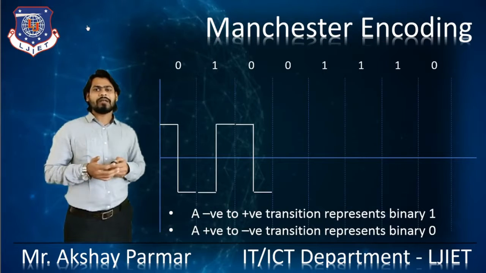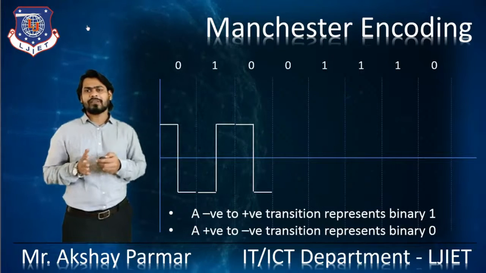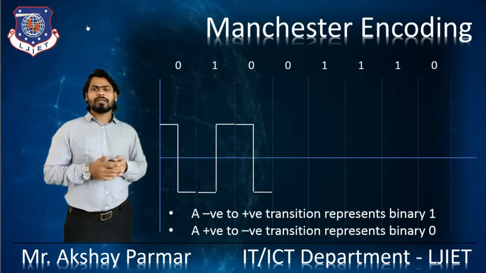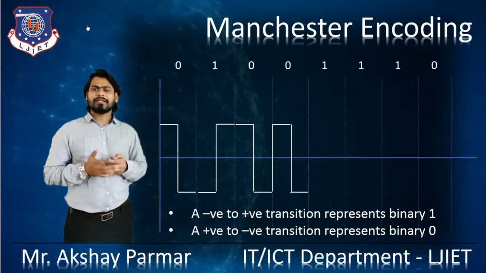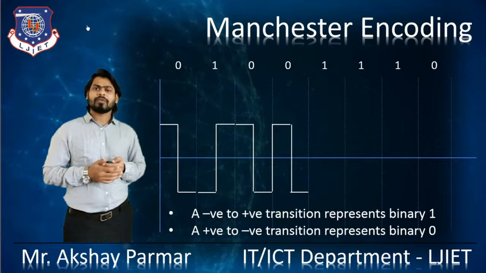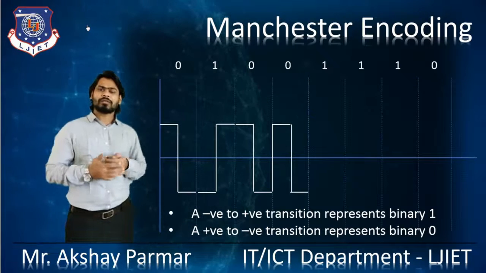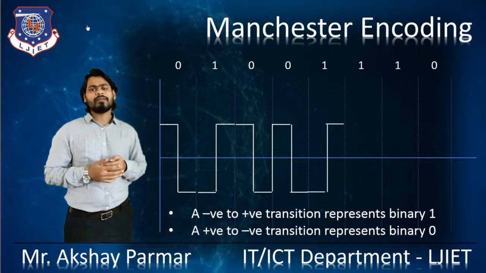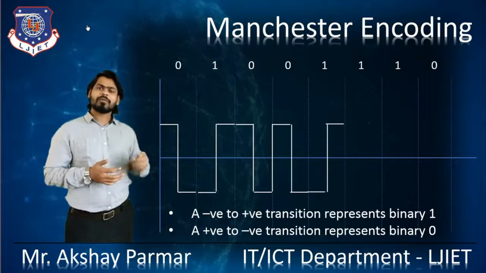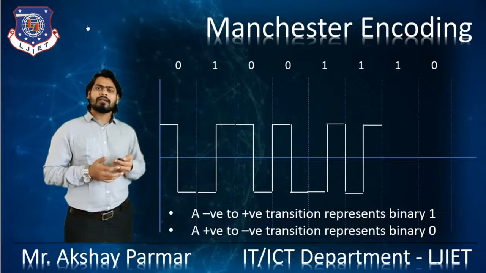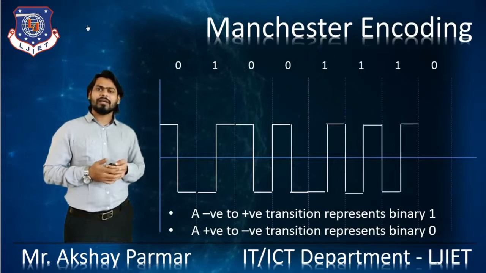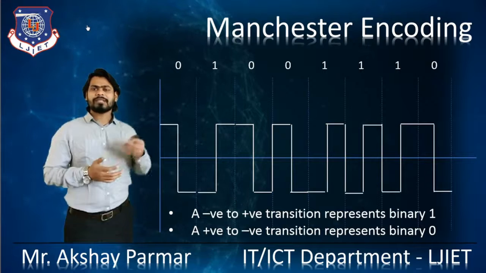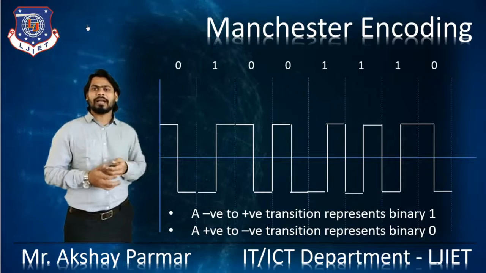Positive voltage to the negative voltage. We will follow the positive voltage in the first half of the bit, and in the second half we will reach the negative voltage, right? So that's how we will represent the bit 0. After that, bit 1 will be represented by the negative voltage to the positive voltage transition, right? So that's how we will represent the bit 0 and bit 1, and that's how we will represent the bit sequence in the Manchester encoding technique.